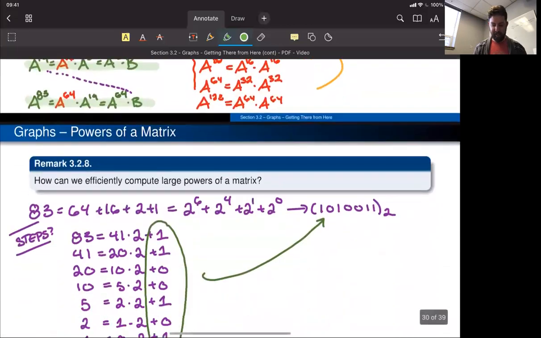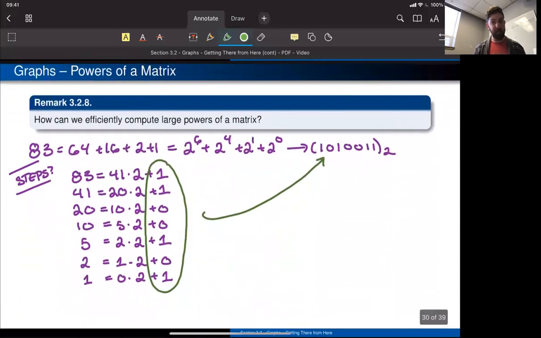And if it's been a little while since you've actually converted things to binary, it's worth just a 1 second kind of reminder. So 83 is 64, 16, 2, and 1, which are obviously 2 to the 6, 2 to the 4th, 2 to the 1, plus the 2 to the 0. So padding in the extra missing zeros, we get 1, 0, 1, 0, 0, 1, 1.